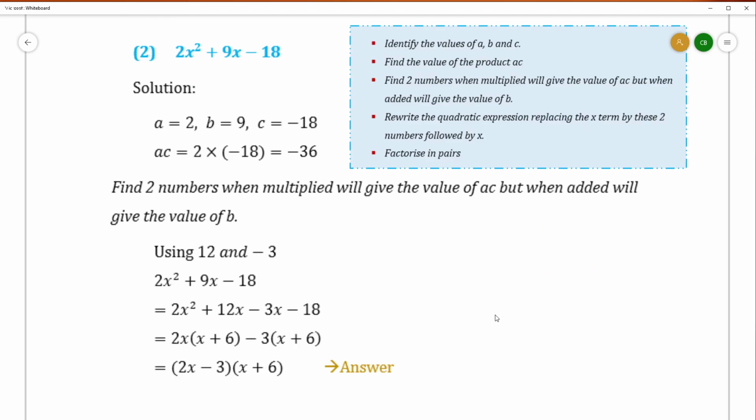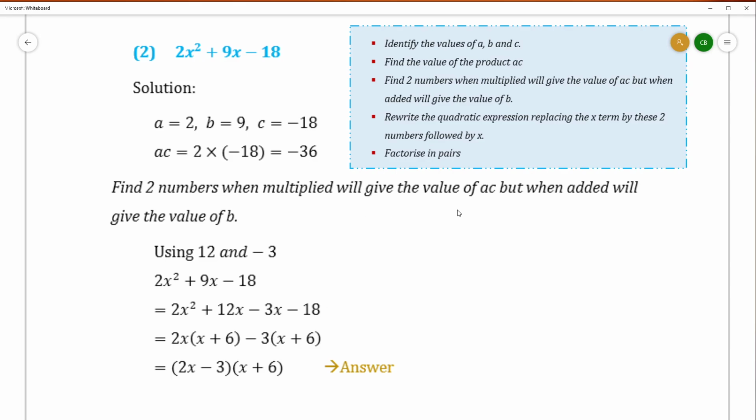So looking at our steps to follow again, the first step is to identify the values of a, b, and c. From our quadratic, a is the number in front of x squared, which is 2, b is the number in front of x, which is 9, and c is the constant, minus 18. Find the product AC. A multiplied by c will be 2 multiplied by minus 18, which gives minus 36.